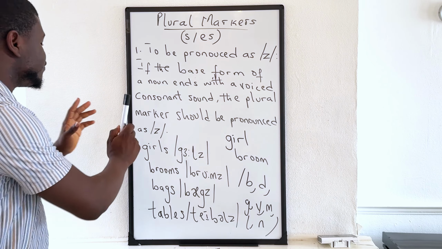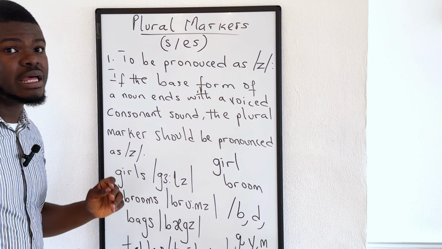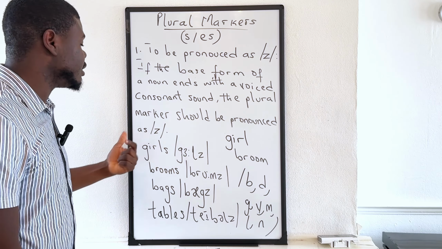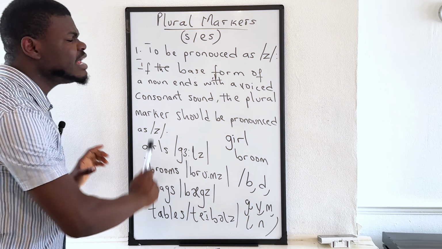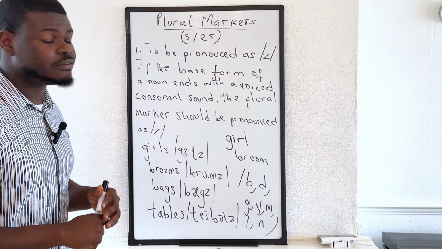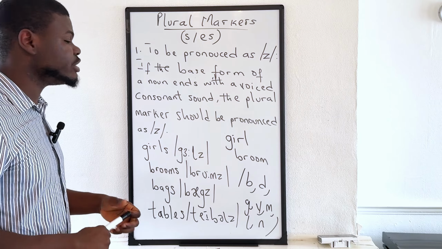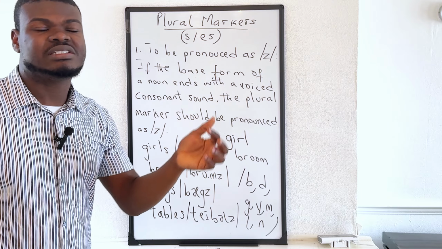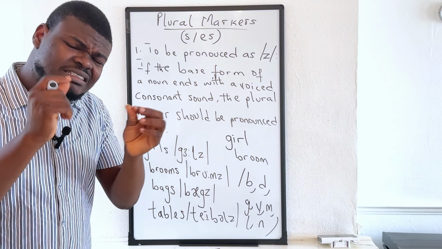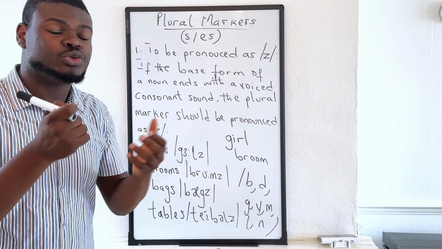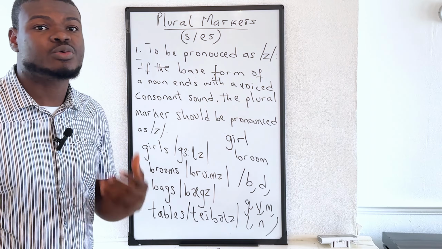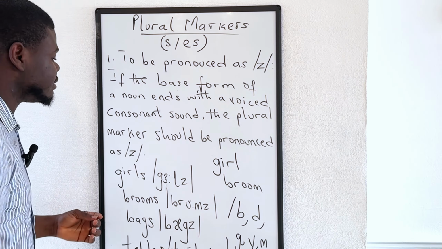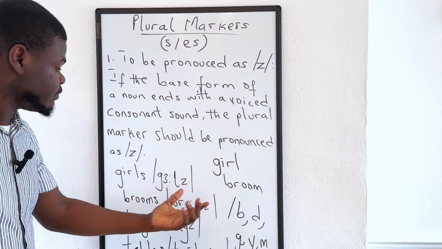Yeah. So now this word girl, yeah, ends with the L sound, the sound that's realized by the letter L. It is a voiced consonant sound. So when you add the S to it, what you should pronounce should be girlz, not girls with an S sound. Yeah, it's those little things that usually would affect the way you speak and the way you pronounce your words. Yeah, so girl, when you add S to it, it becomes girlz.